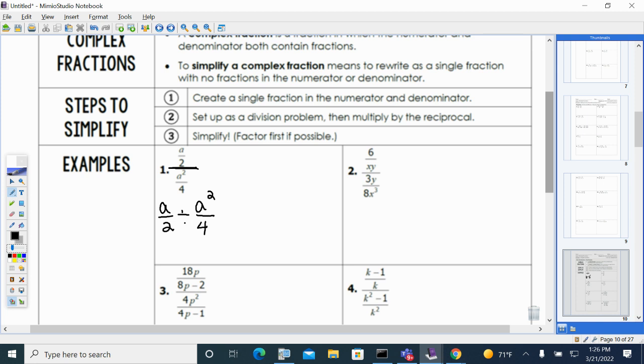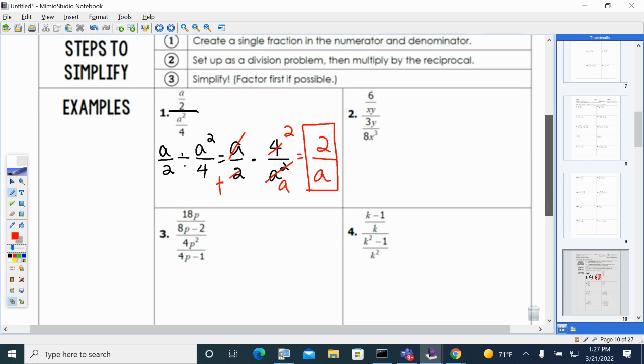So we've rewritten it as a division problem, and now we can do the keep it, change it, flip it, just like we did back in lesson number 1, and simplify these fractions. We're going to reduce. 2 and 4 have a common factor of 2. So 2 divided by 2 is 1, and 4 divided by 2 is 2. The A's are going to reduce, since you have an A in the bottom. So we have 2 over A for our answer to number 1.